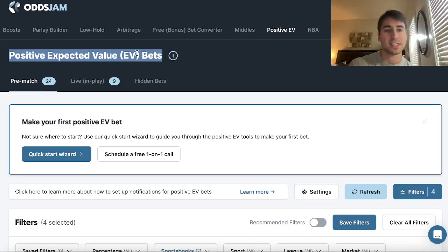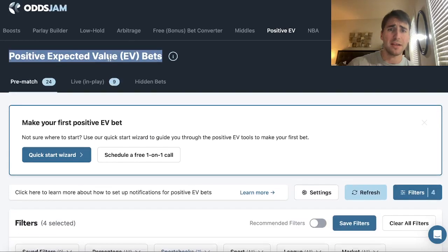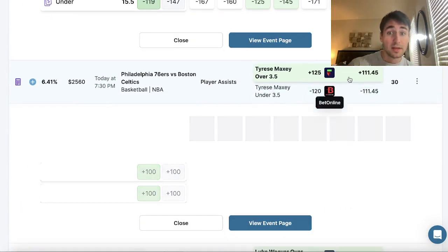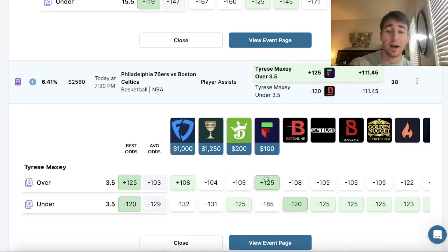So we just looked at the screen, but another tool I use pretty frequently is right here. It's called the Positive EV tool, and it shows you plays for sports books. So this is a bet that I locked in earlier, actually at slightly better odds.